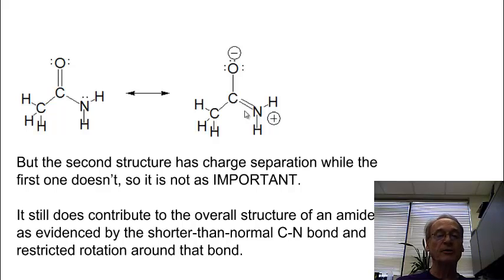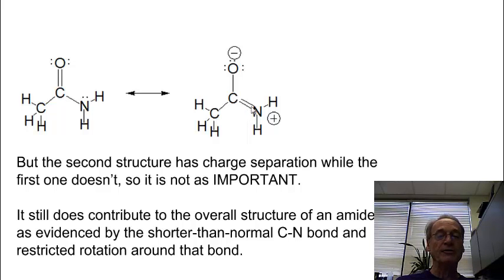Nevertheless, even though it doesn't contribute as much to the overall structure of the molecule, it still does affect the properties of the molecule. For example, it turns out that the carbon-nitrogen bond in an amide is a little bit shorter than we would expect for a single bond. That's because it has a little bit of a double bond character in it as well.